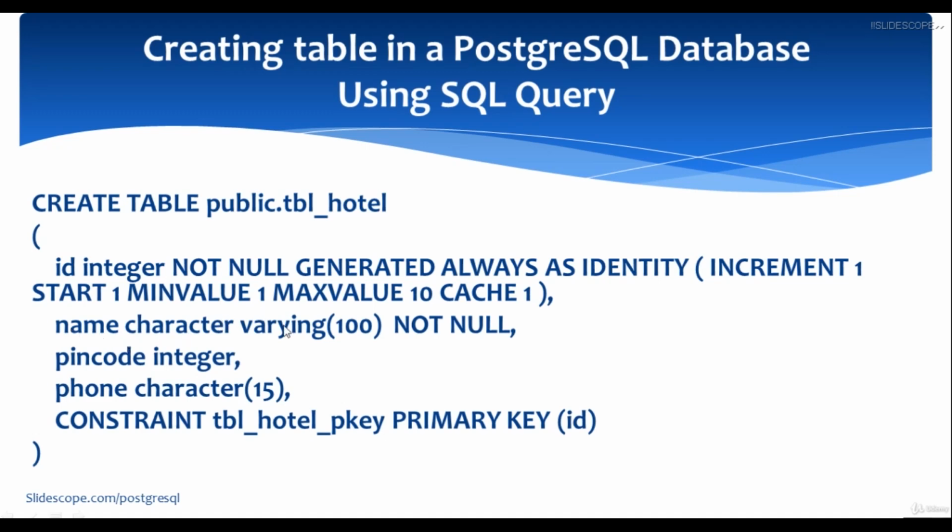Name is character varying, with a maximum length of 100. It is not null. And pin code was integer. Phone is character of length 15. Writing the length for character and character varying is very important. And we set the constraint tbl_hotel_pkey, and we set the primary key as the ID column. So this was for the previous example.